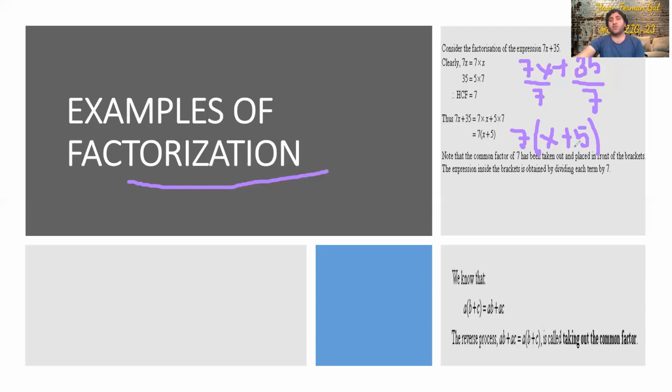Because if I do an inverse operation, it should give me the expression here. 7 times x will be 7x. 7 times 5 will be 35. So we know that a in the bracket b plus c equals ab plus ac, because a times b is ab and a times c is ac. The reverse process, ab plus ac equals a in the bracket b plus c. So this process is called taking out the common factor. If you take out the common factor, then you write the other part of the expression inside the bracket.